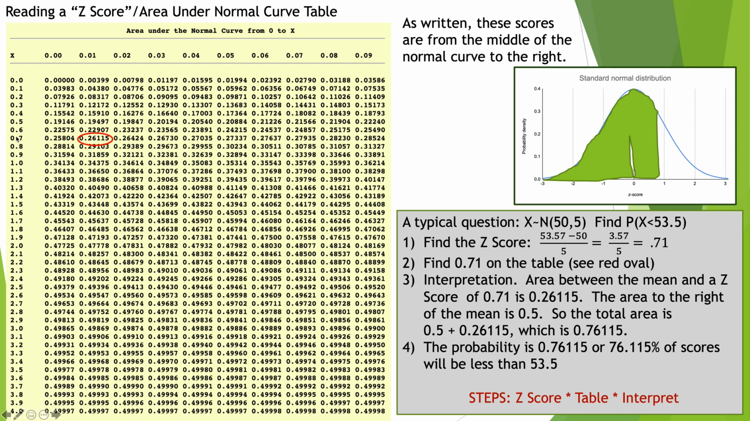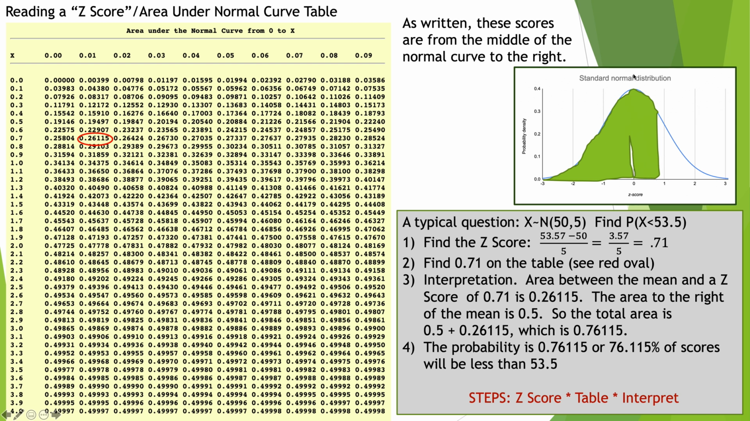Here is 0.7. See this right here? We have the oval. It pairs up with 0.7 on the left, and up above it is 0.01. So you put that together and you get 0.71. And that means the area under the z-score of 0.71 is 0.26115. And that is what I have graphed here.